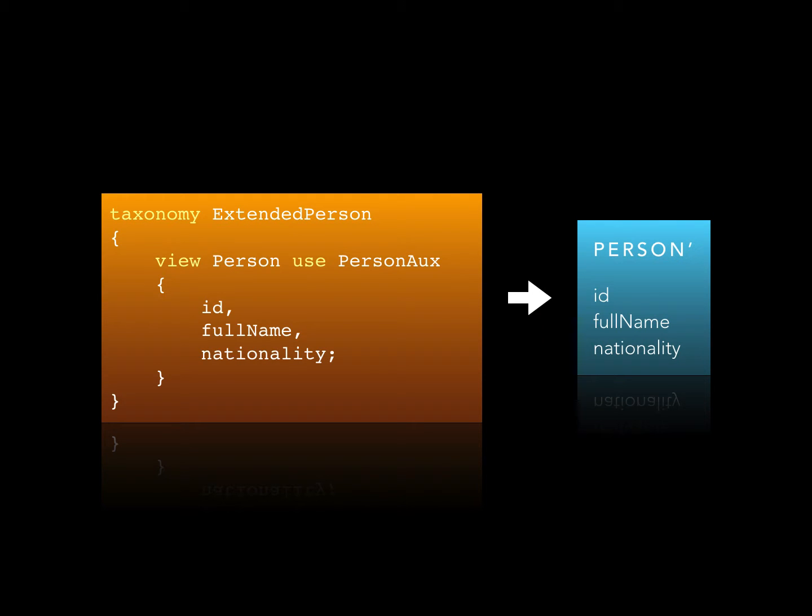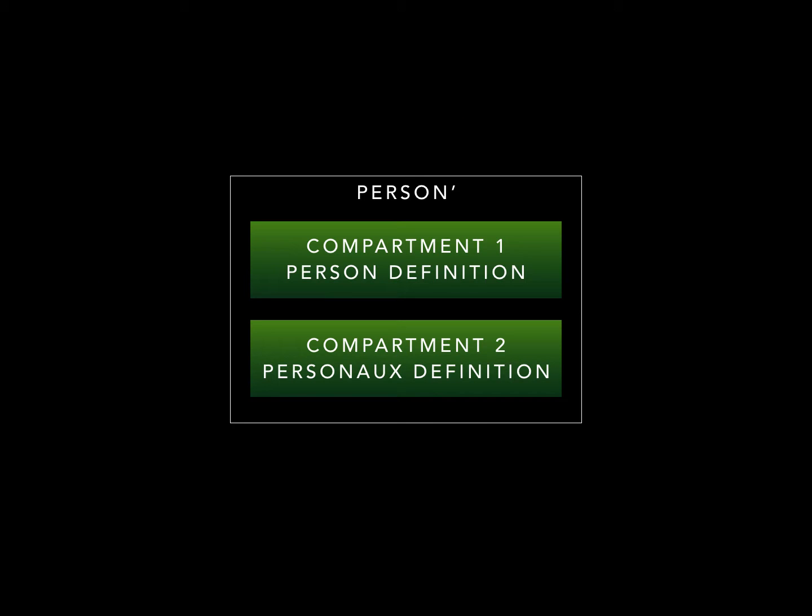In addition to selecting from pre-existing properties, views may add new properties by declaring an auxiliary class. Auxiliary classes allow you to introduce new fields and methods for a view. For example, here the properties full name and nationality are defined in person aux. Now, even though person and person aux are two distinct Java classes, they are regarded by Inflection as two parts of a whole. So from the point of view of Inflection, person prime has two compartments, one containing the person definitions and one containing the person aux definitions.